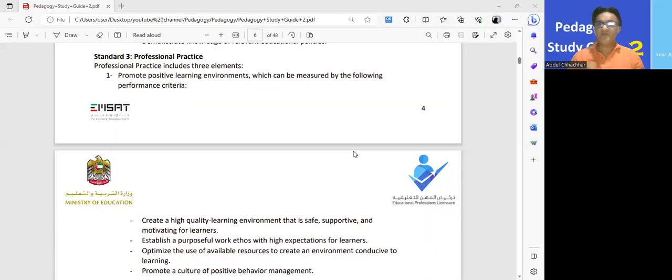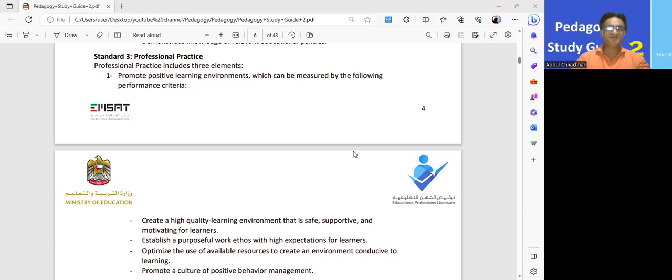So professional practice means whatever professional knowledge you have, now you have to implement. I spoke about assessment, curriculum, gifted and talented students, and so on. Now, it's a teacher's responsibility that when he or she possesses the professional knowledge, the next step is professional practice, how to implement it in the classroom. So what are the main components according to the standards?